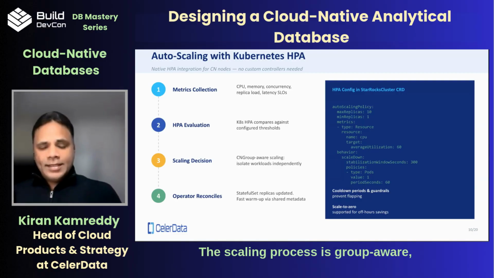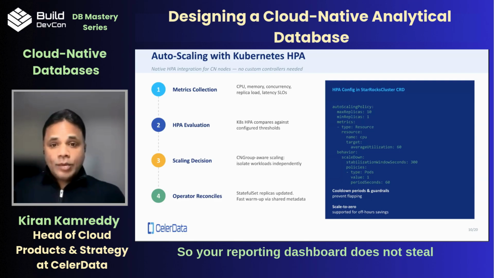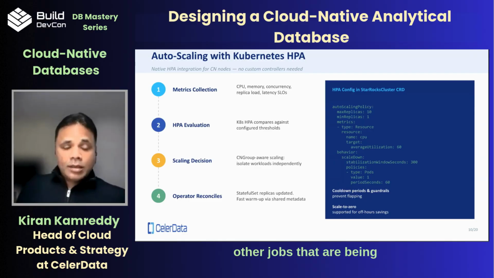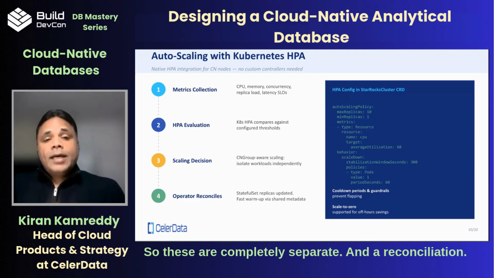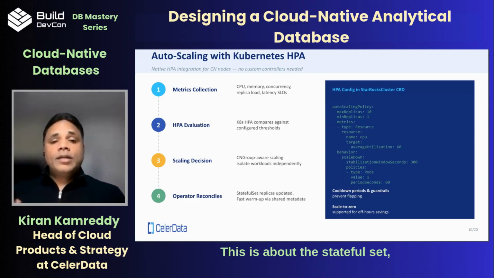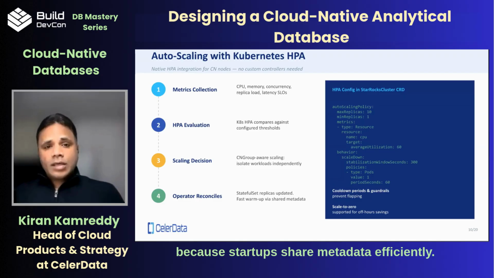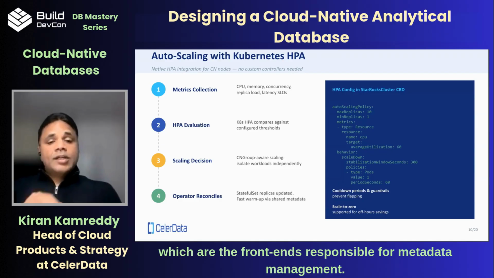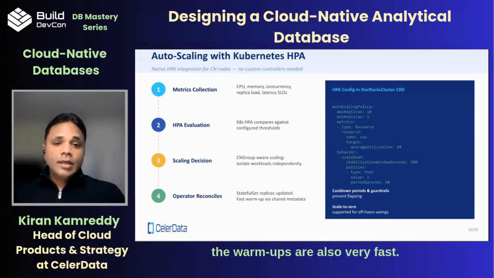The scaling process is group aware, meaning different workload groups can scale independently. So your reporting dashboard does not steal compute or resources from your other jobs running on the database, like your ingestion pipeline. These are completely separate. And then reconciliation. This is about the stateful set replicas being updated, with fast warm-up, because StarRocks shares metadata efficiently. I talked about the FE architecture, which are the front ends responsible for metadata management. Because that's shared, the warm-ups are also very fast.